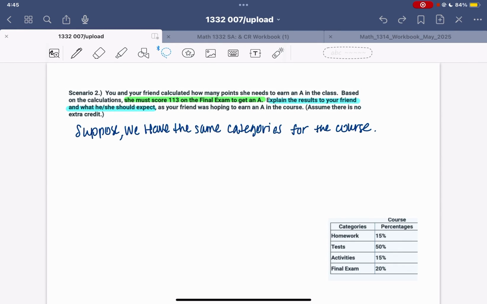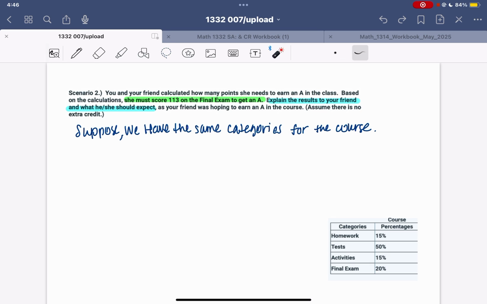Scenario 2, you and a friend calculated how many points she needs to earn an A in the class. Based on the calculation, she must score 113 on the final exam to get an A. Explain the results to your friend, what he or she should expect, as your friend was hoping to earn an A in the course. Assume there is no extra credit.